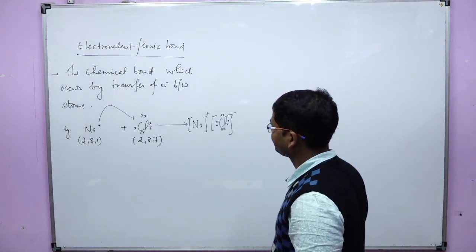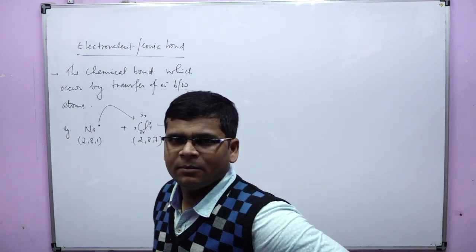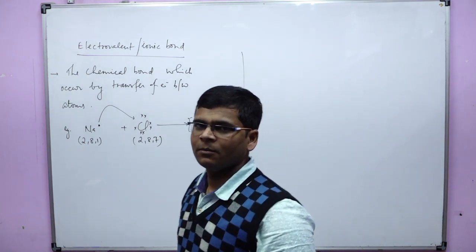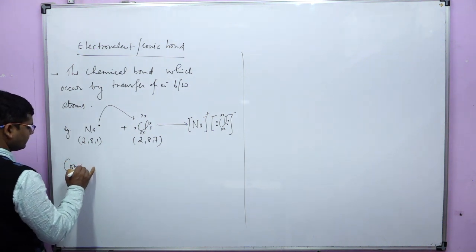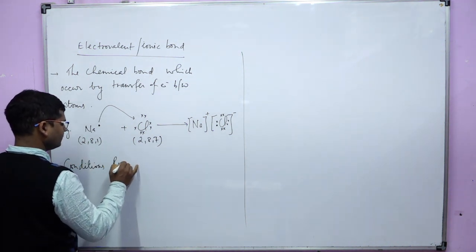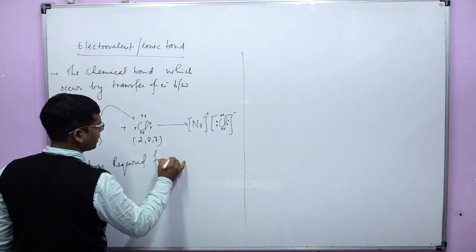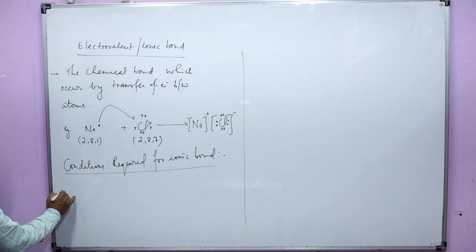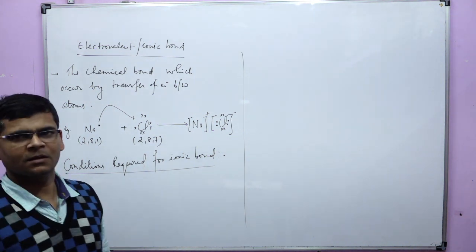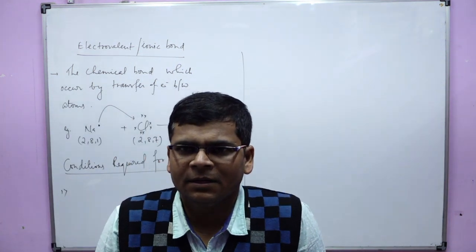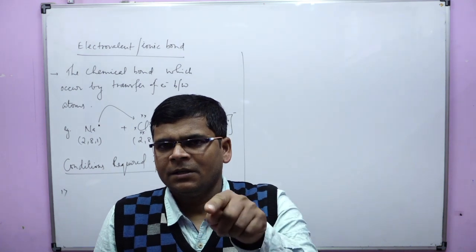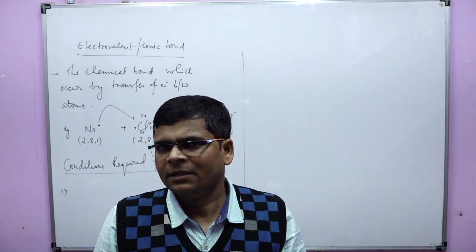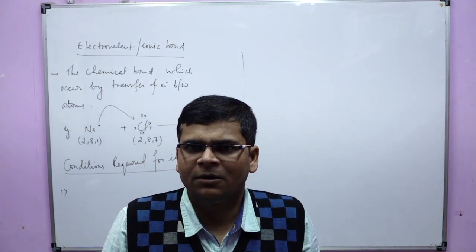Okay, now we have understood that ionic bond takes place by transfer of electrons, but what are the conditions required for ionic bond formation? For ionic bond formation, first condition, one of the major, since there are two kinds of different atoms that take part in this type of bond. One should easily lose electrons, another one should easily gain electrons, and then they shall take part in chemical bond or ionic bond formation.